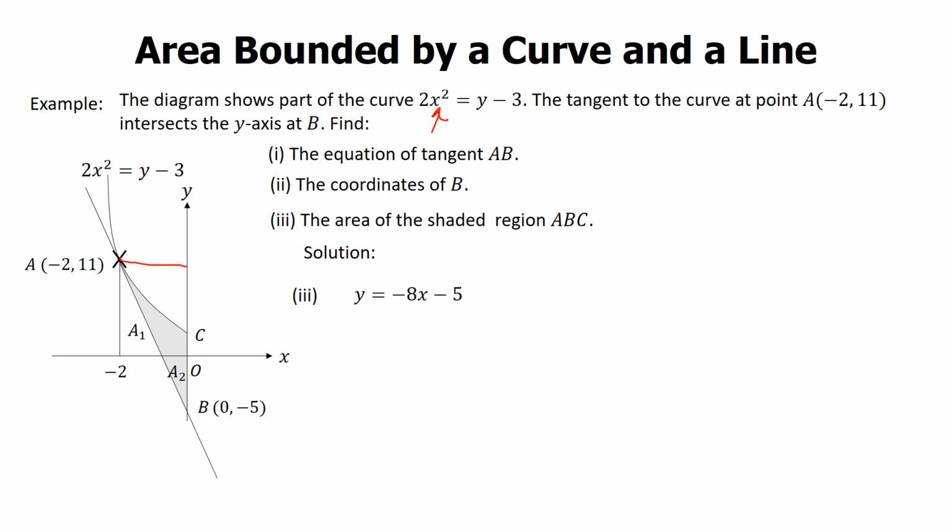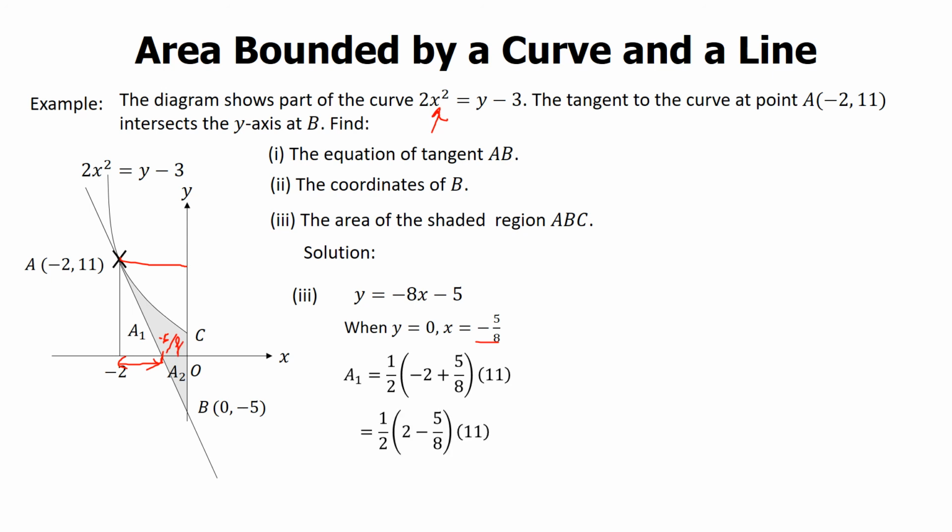So the equation of the line is y equals -8x minus 5. So when y equals 0, x is -5/8. So A1 will be half times (-2 plus 5/8) times 11, which means that I'm finding this length. So the -5/8 is at this point. The height is 11, so A1 is half times (2 minus 5/8) times 11.